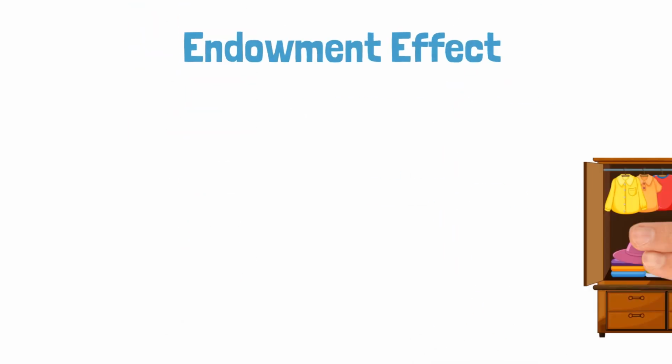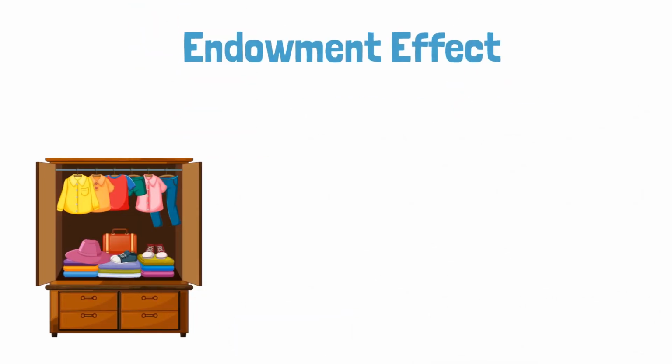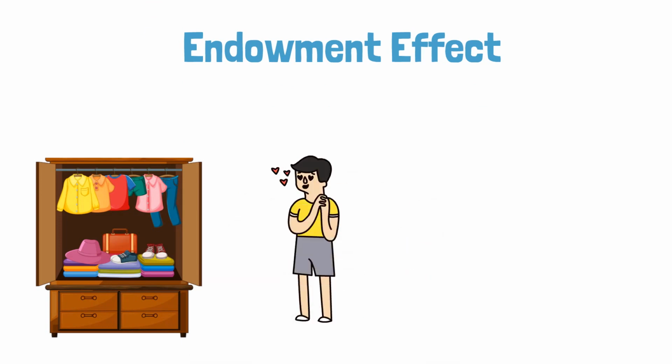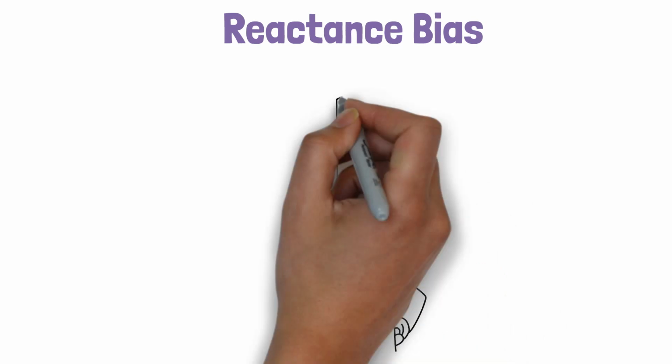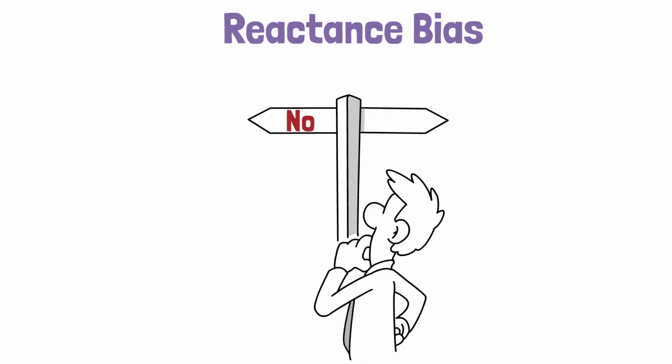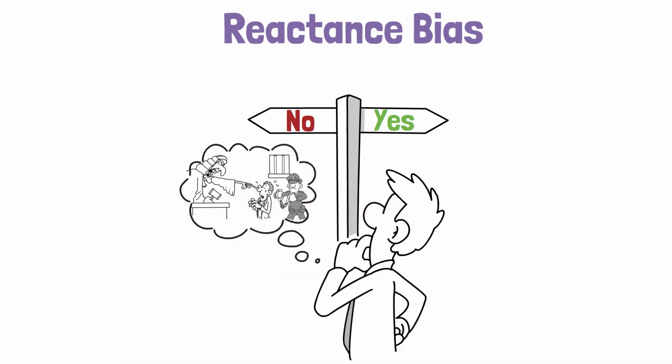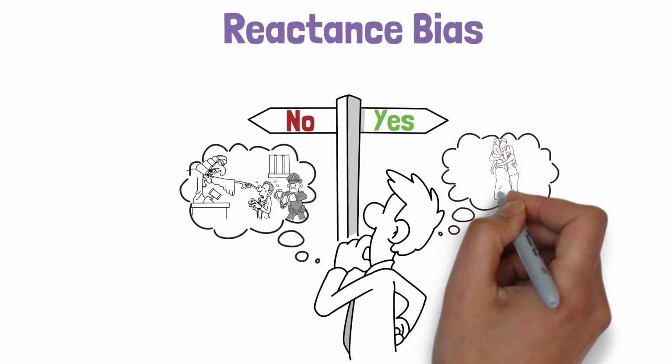The endowment effect. The endowment effect is valuing something more because you own it. Seeing things from an outsider's perspective can help avoid overvaluing possessions. The reactance bias. The reactance bias is wanting to do the opposite of what you're told because it feels like your freedom is threatened. Focusing on the benefits of actions rather than reacting against authority can help overcome this bias.